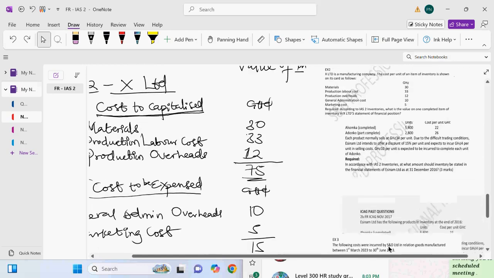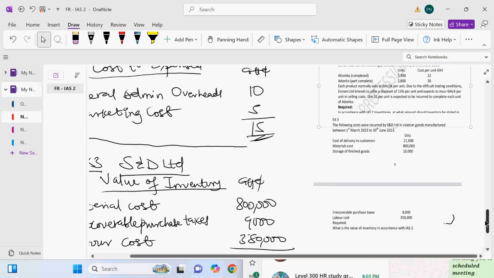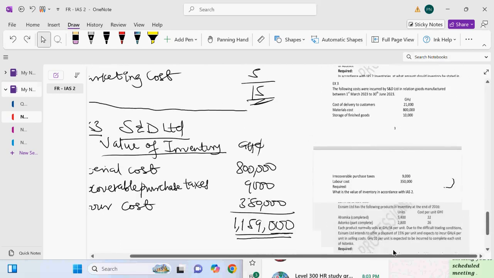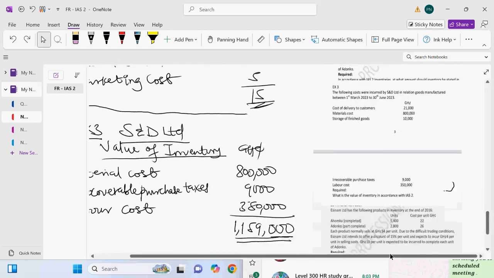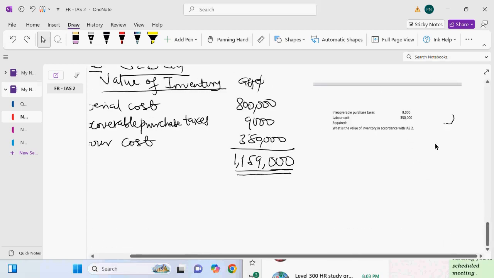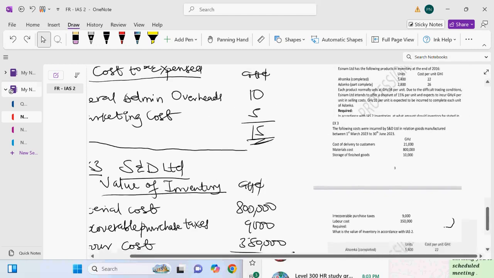So now let's get to this. Cost of living.